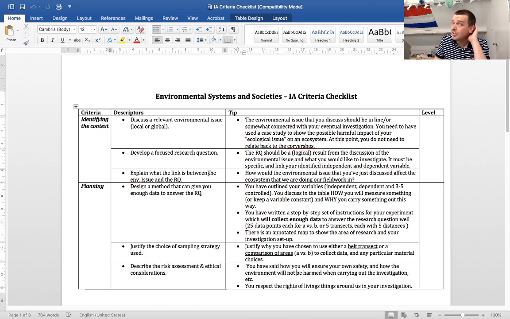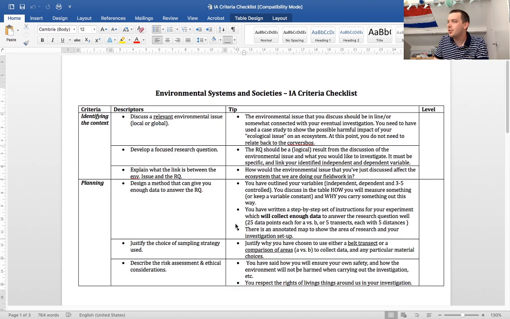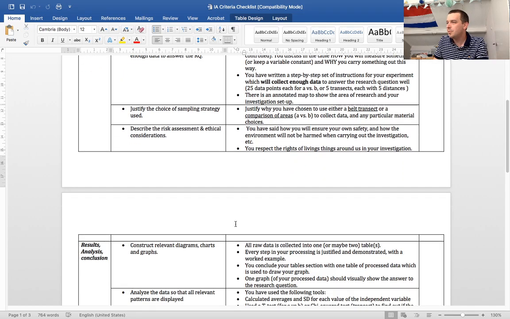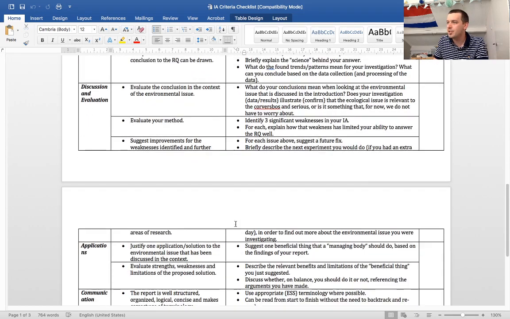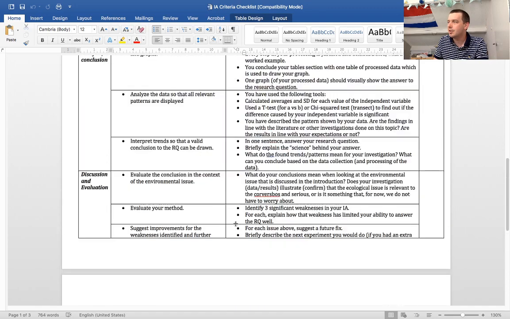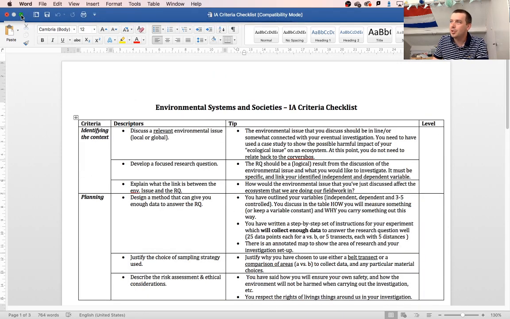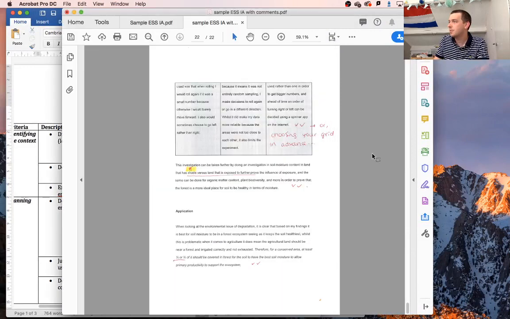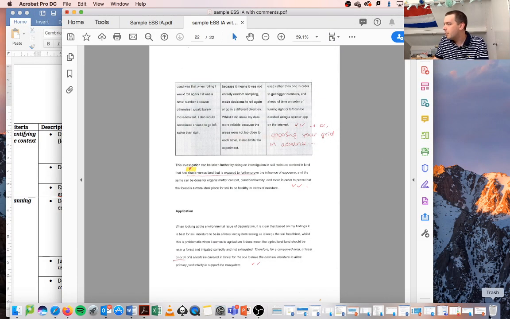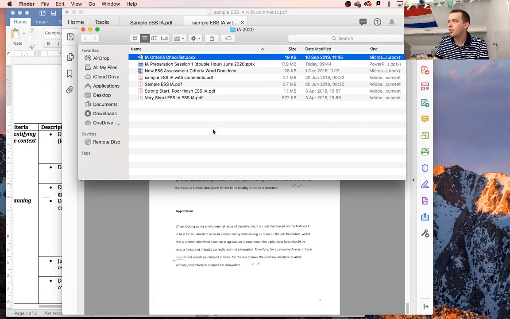And in terms of common crimes, in terms of tips and tops, I'm going to say nothing more than make sure that you've looked to here, make sure that you've asked questions, and make sure that you're comfortable with the quality of what you've written. You can see, obviously, as we go on, that results, analysis, conclusion, discussion, evaluation, applications, and communication come in right here.